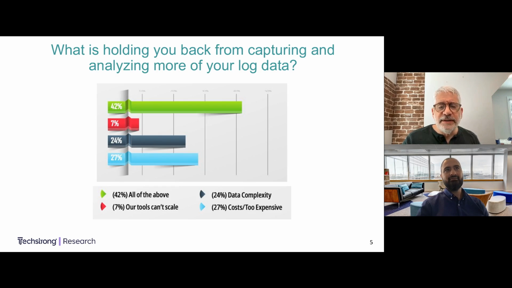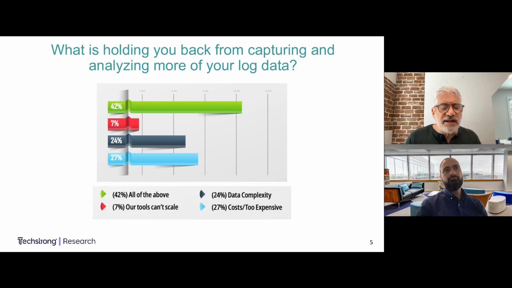Our next one. What is holding you back from capturing and analyzing more of your log data? So 27% costs too expensive, right? 24% data complexity, 7% our tools can't scale, and the big winner today, all of the above, because as we've gone into, there are lots of challenges in doing this.